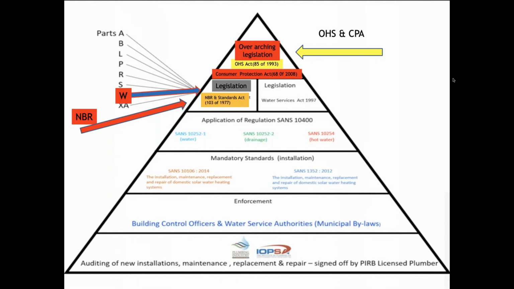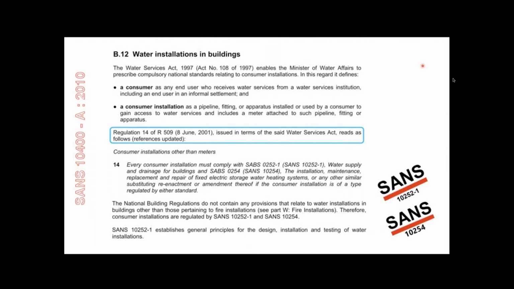So in SANS 10400, the National Building Regulations, B12, it says the Water Services Act 1997 enables the Minister of Water Affairs to prescribe compulsory national standards relating to consumer installations. In this regard, it defines a consumer as any end user who receives water services from a water service institution, including an end user in an informal settlement, so that it covers everybody. A consumer installation is a pipeline, fitting, or apparatus installed or used by a consumer to gain access to water services and includes a meter attached to such pipeline, fitting, or apparatus. So there we have it.